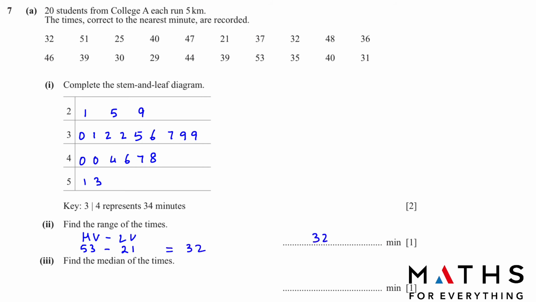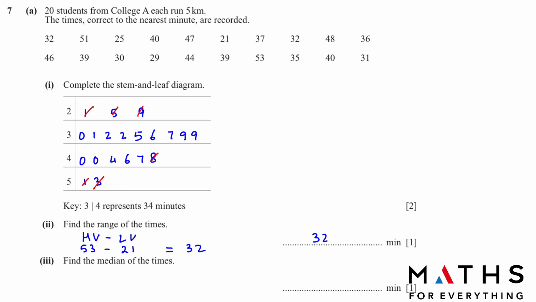Find the median of the times. To find the median, we need to find the middle value. This is an even number, 20, so we will need to find 2 values and then divide by 2. Okay, for this, what we can do is start from the side here, from the end and 1. Cancel 1 by 1.